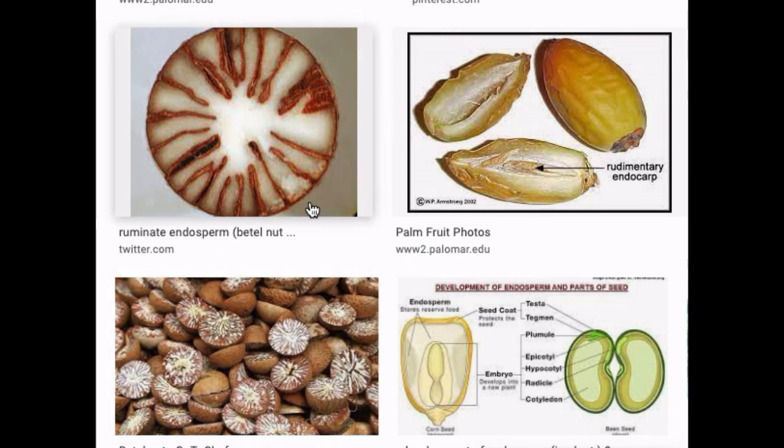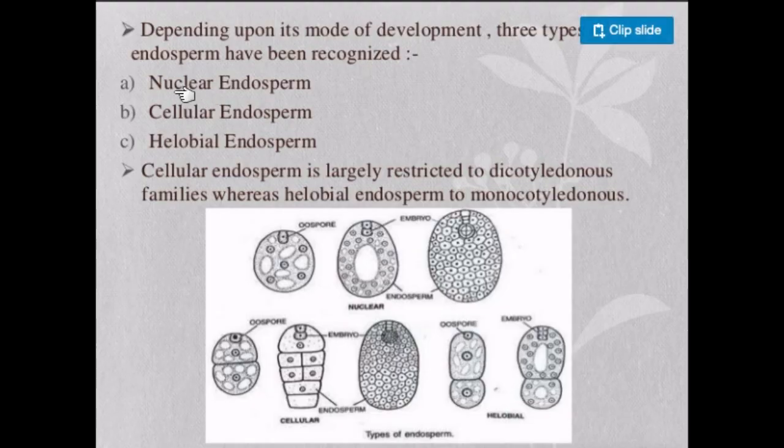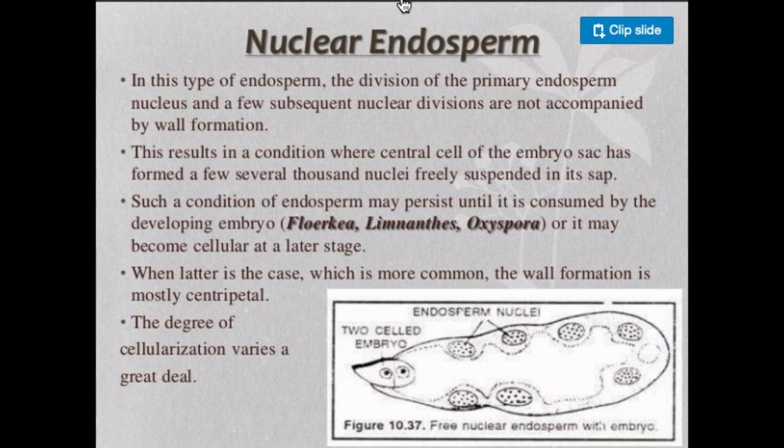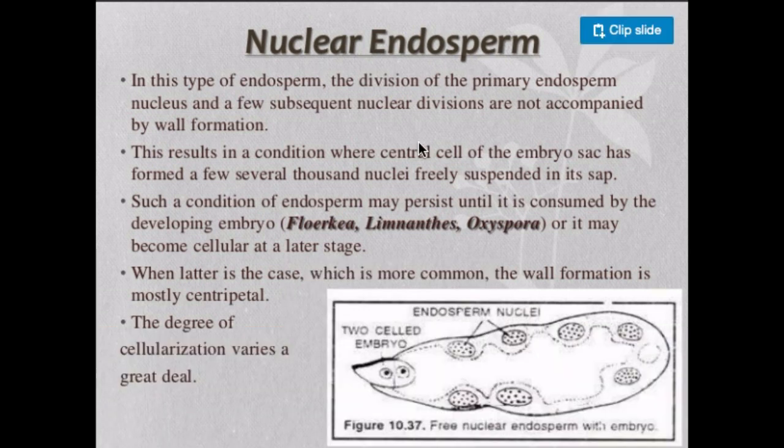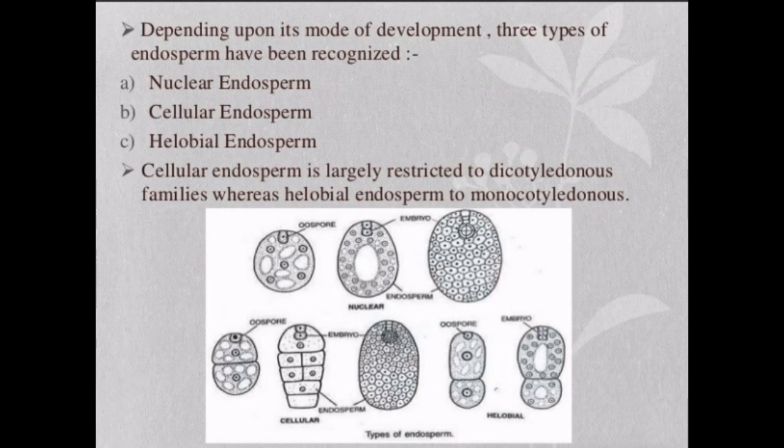Please remember the three different types of endosperm: nuclear endosperm, cellular endosperm, and helobial endosperm. In nuclear endosperm, I will not go into detail now, but let us finish up here, and I'll continue in the next class. Thank you, girls.